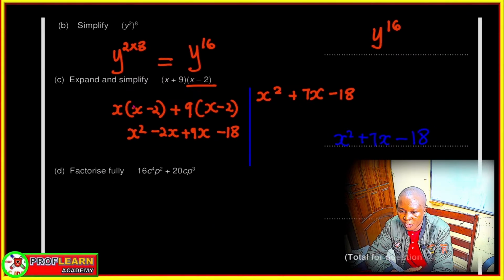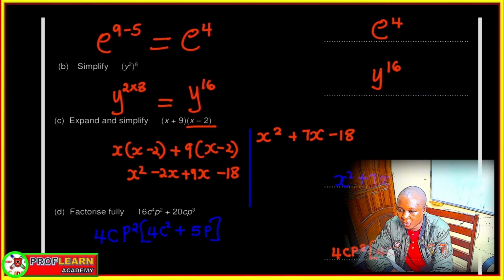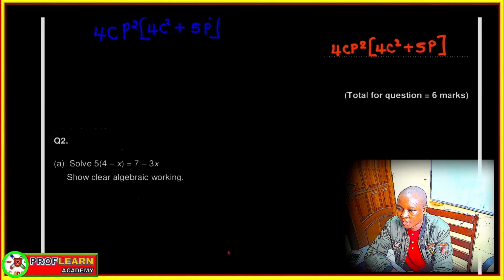So you will also be given a question to do with factorization. What you need to remember here is to check which is the common term that is appearing in the two terms. So here we are going to factor out 4cp squared. And then we remain with that inside the bracket, and that becomes the factorized form of the expression.